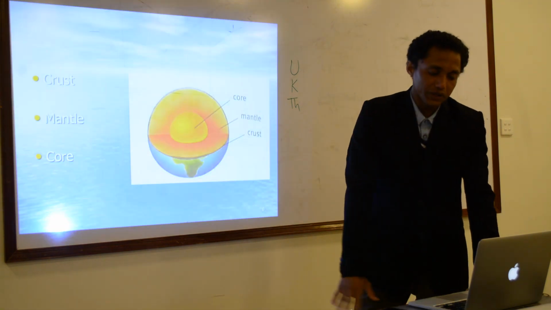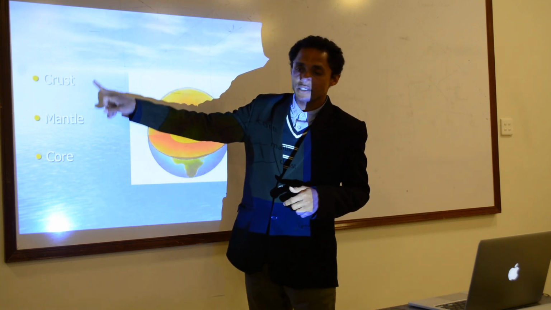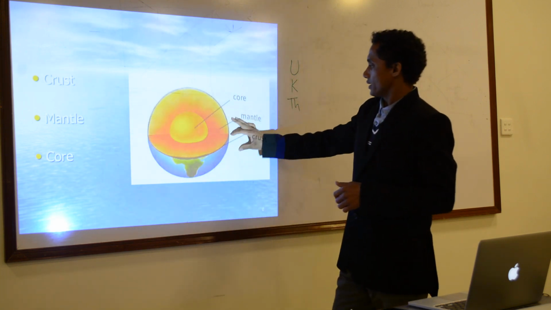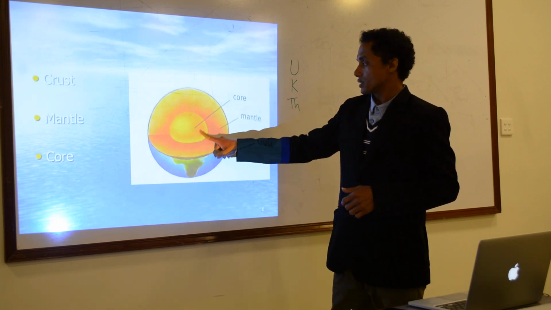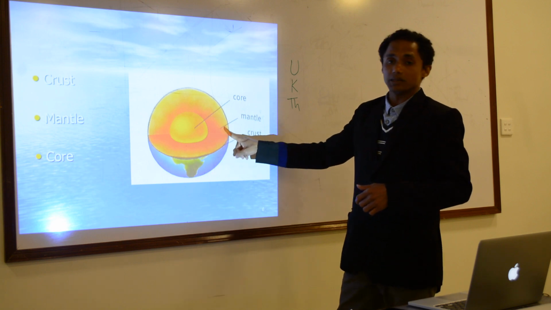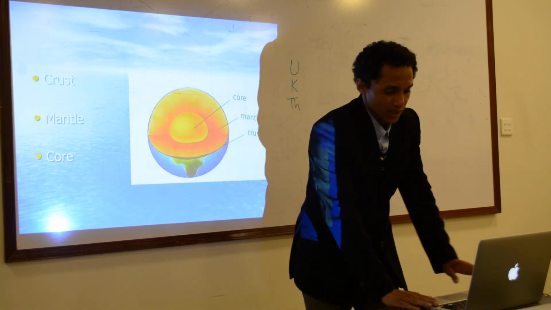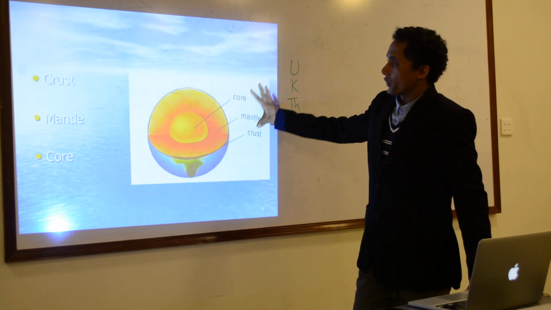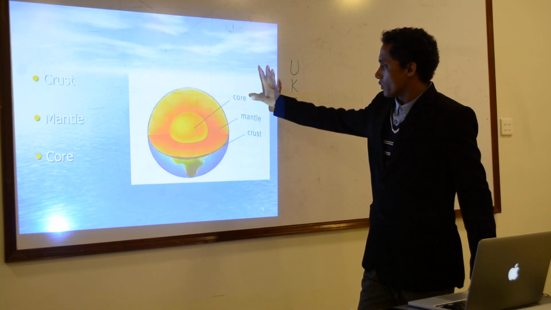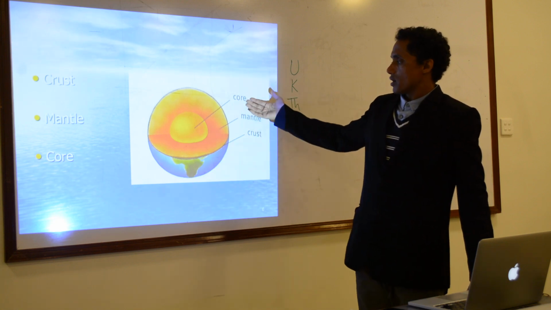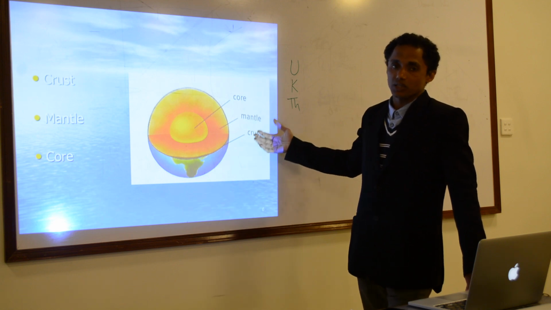Okay, so here we are. We know that we can divide Earth into crust, mantle and core. Here you can see the core is right inside, at the center of the Earth, and then the mantle is a little bit further out, and the crust is what we walk on, right? Now we are going to understand why we have core, mantle and crust, and what kind of material and composition is inside each.